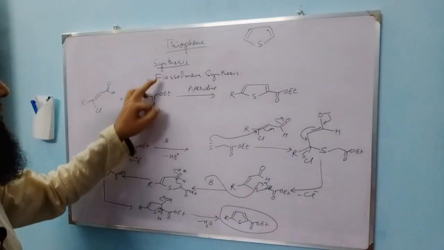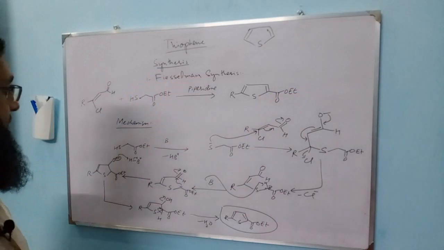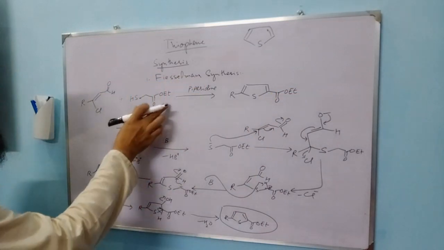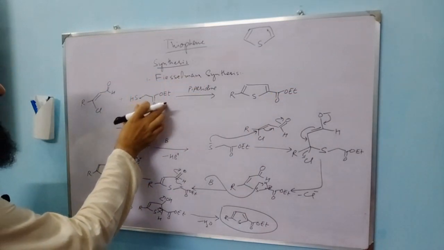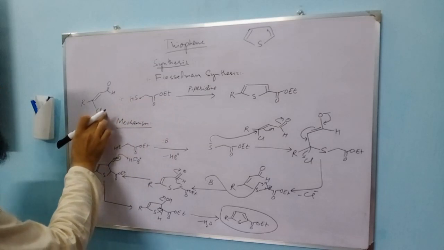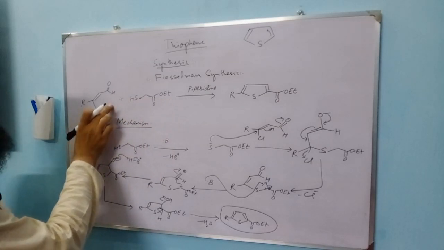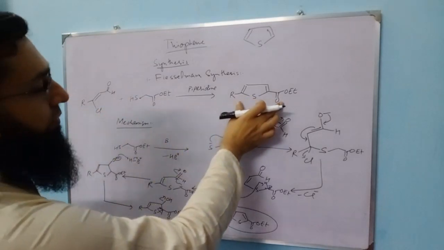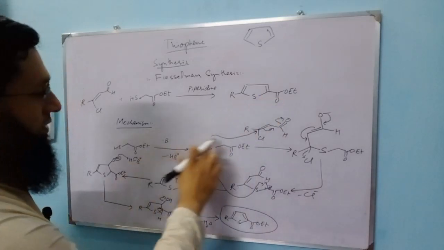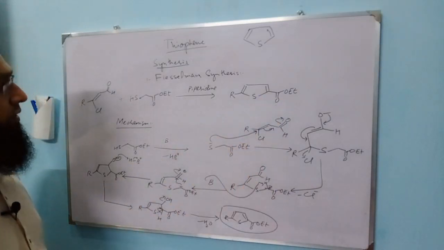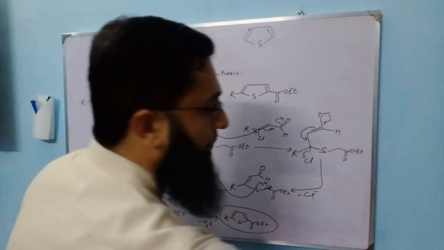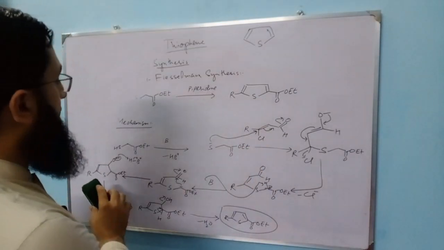So the first method is the Fiesselmann synthesis, and in this case we can use alkyl thioglycolates which would react with beta-chlorovinyl aldehydes, and as a result thiophene derivatives are obtained. And this is the mechanism which we have done, the proposed mechanism. And now we see another method.